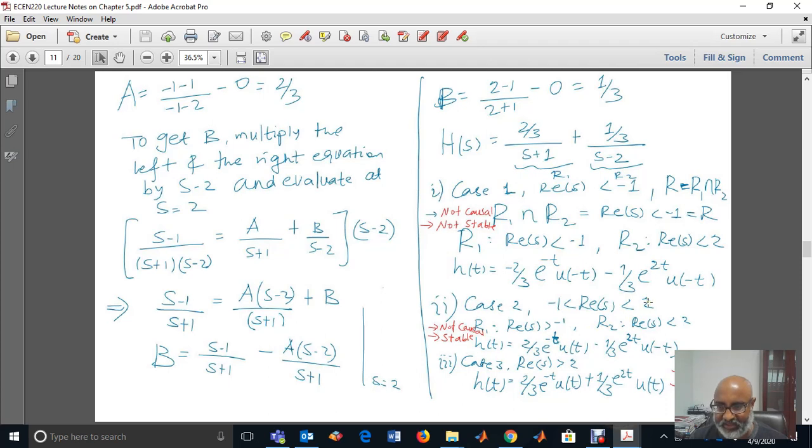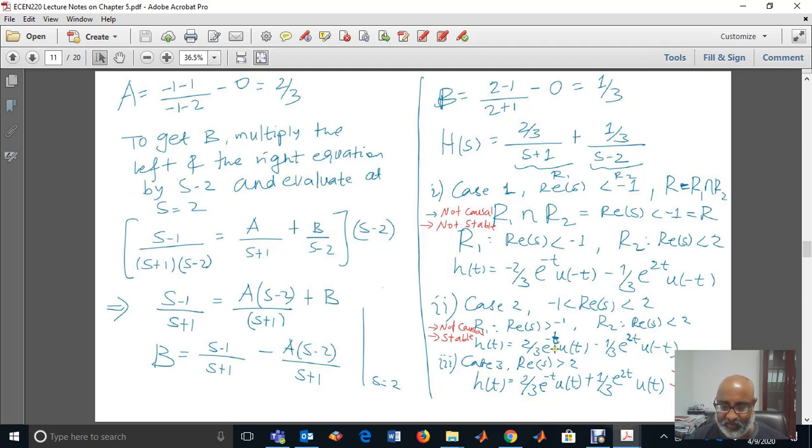What about the second region? To be in this common region, it should stay less than 2. So R1 is greater than -1, R2 is less than 2. Therefore, the first one is right-sided, and the second is left-sided. So we use the inverse Laplace transform: for the right-sided, 2 over 3 e to the power of minus t u(t), and this one stays left-sided, minus 1 over 3 e to the power of 2t u(-t).